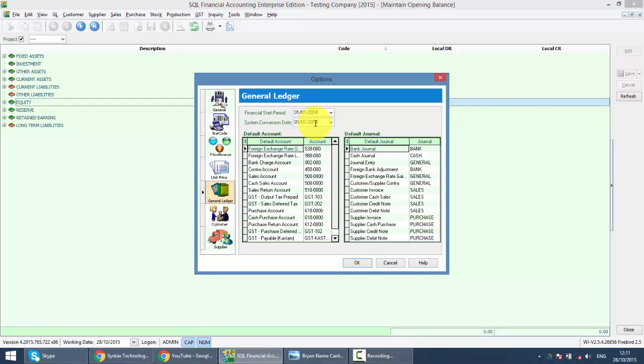So sometimes you may wrongly key in as per financial start period. If these two dates are the same, then no problem. What if both of these dates are different? Because you may only purchase the system in April, so you do not want to key back, then you set 1st of April. Then the system conversion date is 1st of April and the opening is as per 1st of April. So you need to take note of this part.